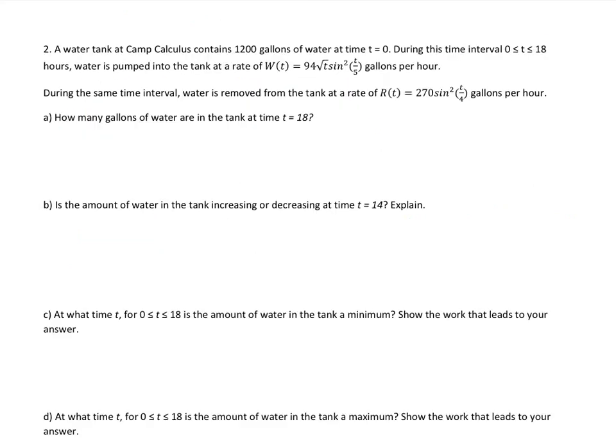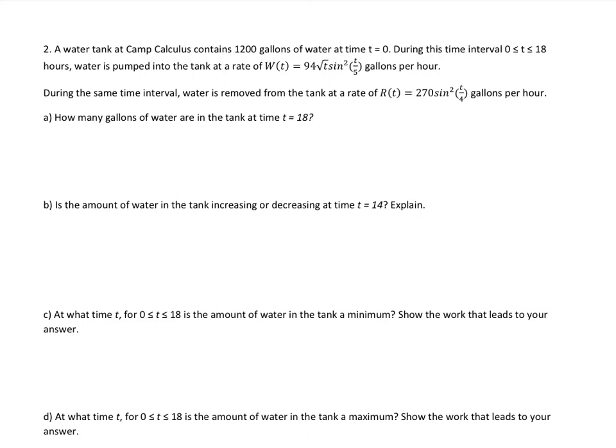A water tank at Camp Calculus contains 1,200 gallons of water at time t equals 0. During this time interval, 0 to 18 hours, water is pumped into the tank at the rate of W of t with that equation. During the same interval, water is removed. So we have water coming in, water being removed. How many gallons of water are in the tank at t equals 18?